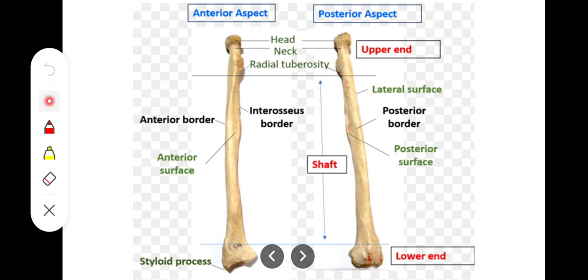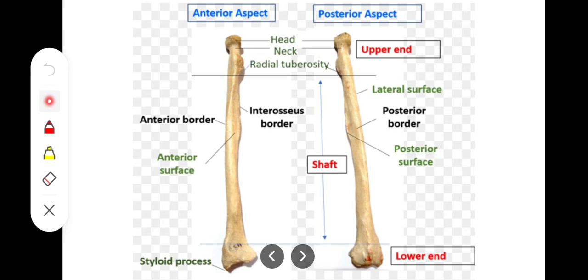Then the third border is basically the interosseous border, which is in contact with, or towards, the ulna bone, and lies medially, between the two bones, towards the other bone. And the interosseous border always has the interosseous membrane attached, which is present between the two bones. Now these are the three borders.